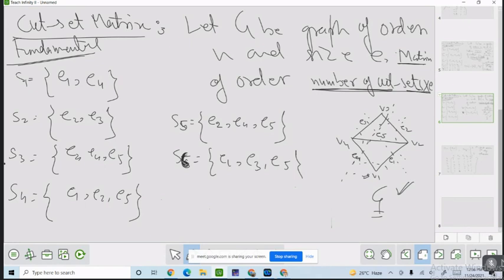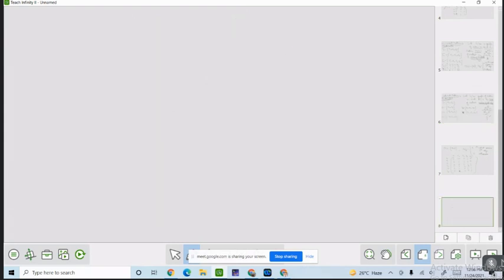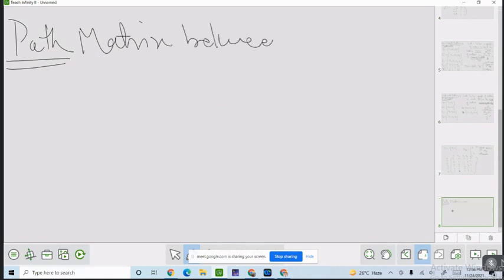path matrix between a pair of vertices. Suppose a pair of vertices is given. Without a given pair of vertices, we cannot find the path matrix. Okay, for an undirected graph here. Again, I take a simple graph here.